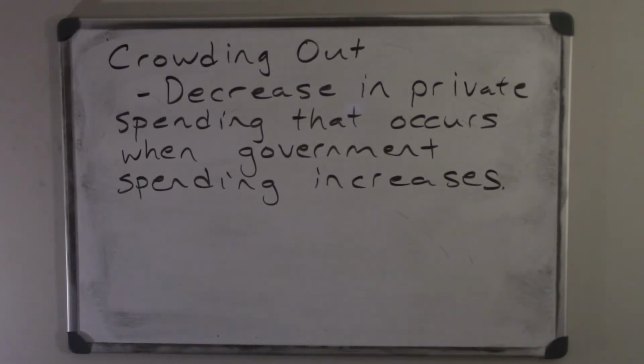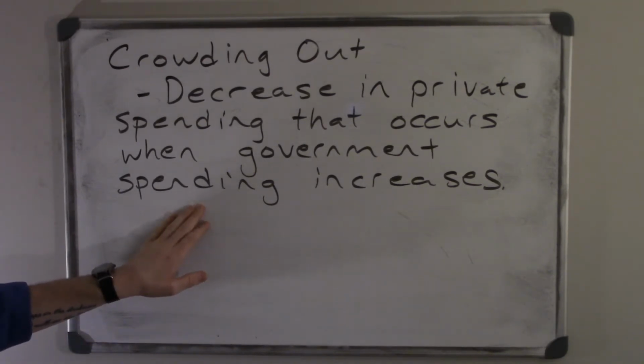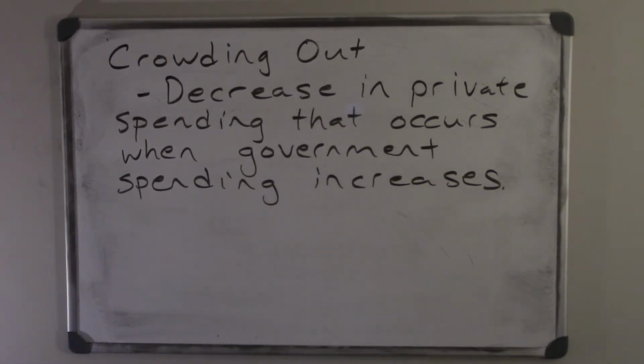Right, and if the economy is fully employed, once again, that increase in government spending is going to crowd out the full amount that it is. So if you have $100 million worth of government spending, it's going to push out $100 million worth of private spending. That is essentially what crowding out is.